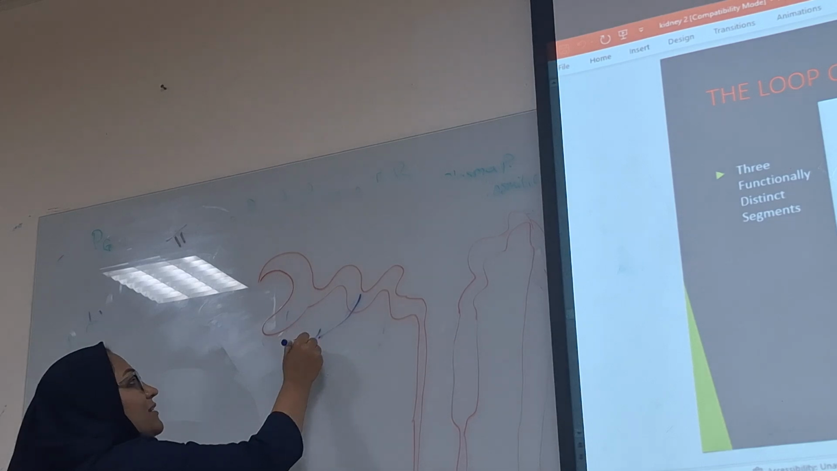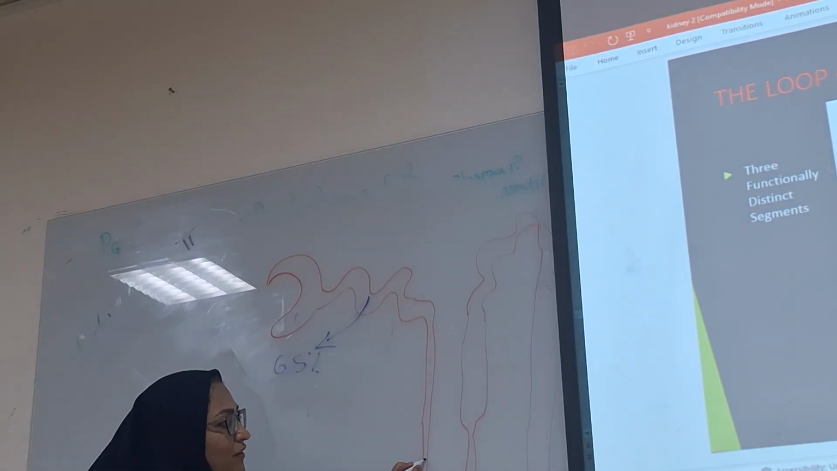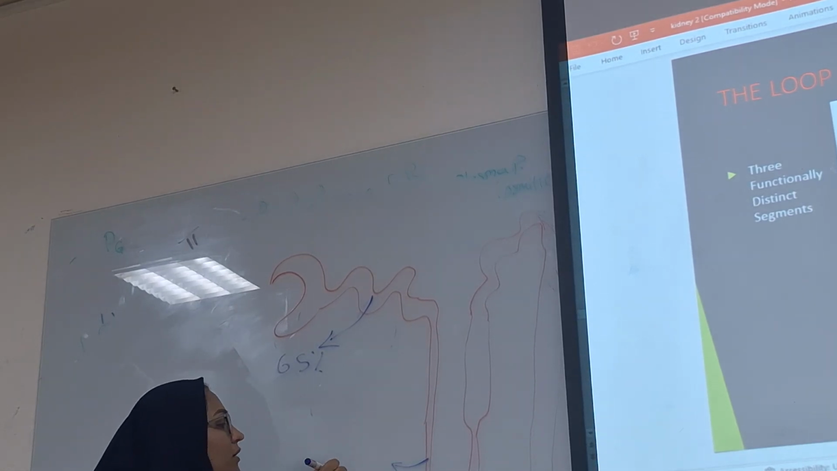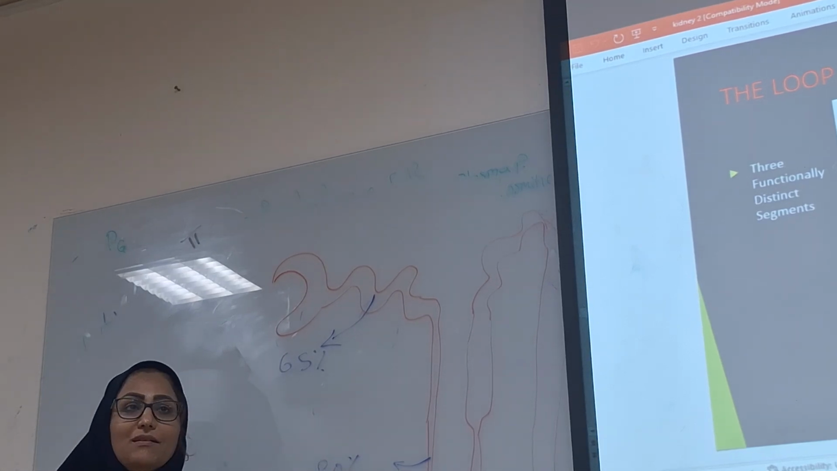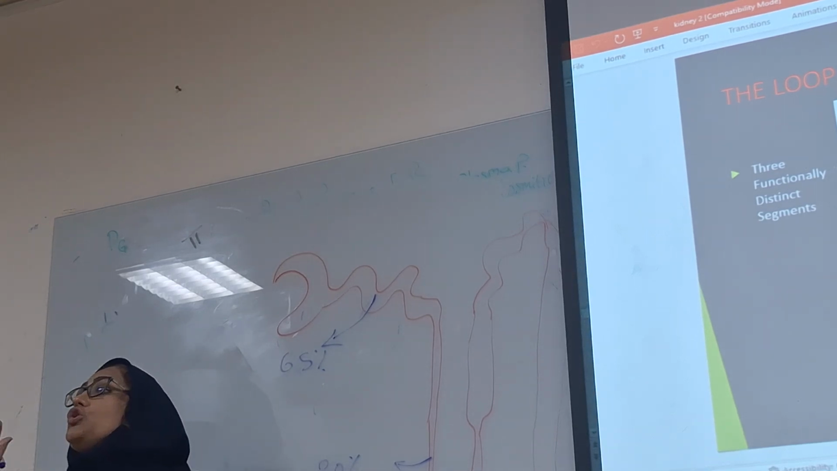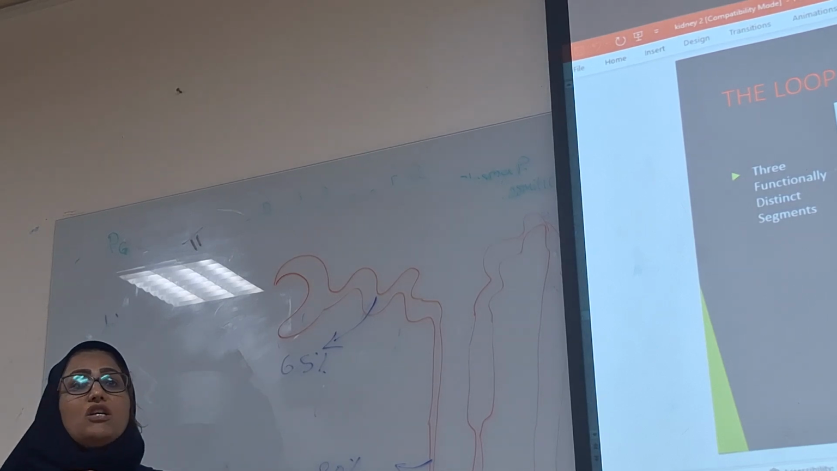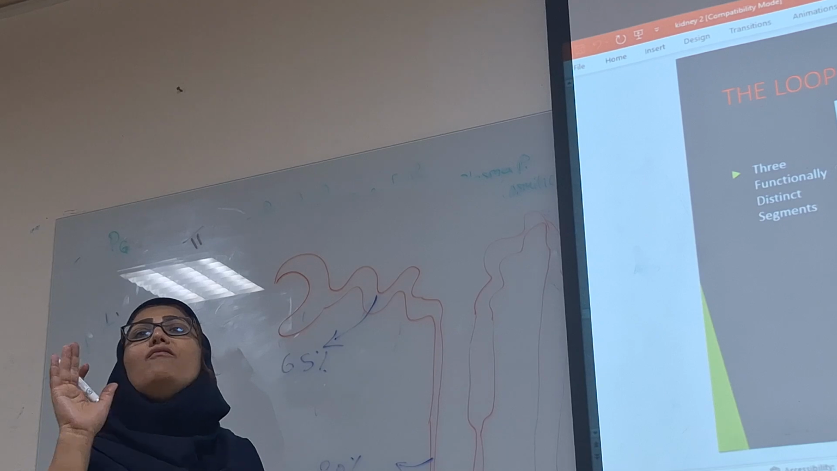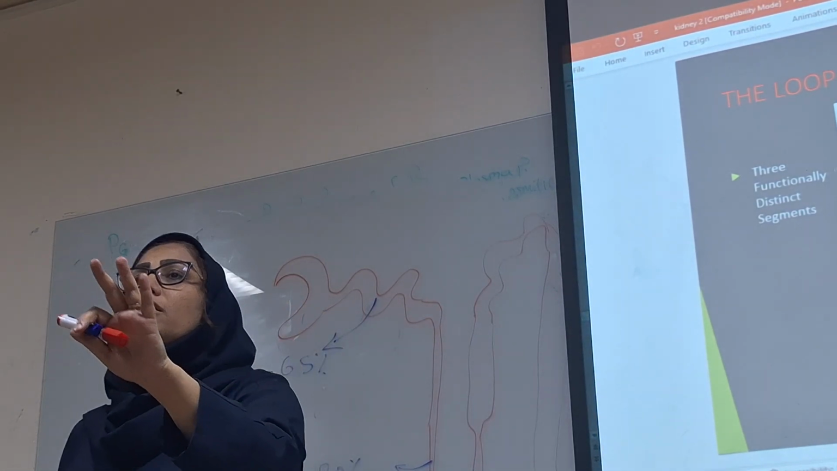How many percent of water is reabsorbed in the proximal tubule? 65%. How much water is reabsorbed through the thin descending limb? 20%. It means up to here, 85% of water is reabsorbed. Don't forget, after here, from here on, there is no water reabsorption. Water is not reabsorbed at all.